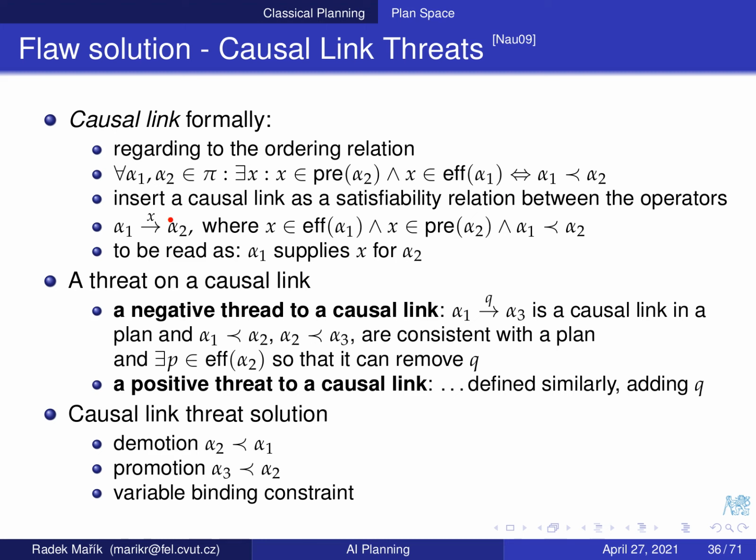And basically, during the creation of the partial plan, we add causal links that enable satisfying the plan. We write alpha 1 supplies x for alpha 2, where x belongs to the effects of alpha 1, and x also belongs to the preconditions of alpha 2, and we need to prescribe that alpha 1 precedes alpha 2.